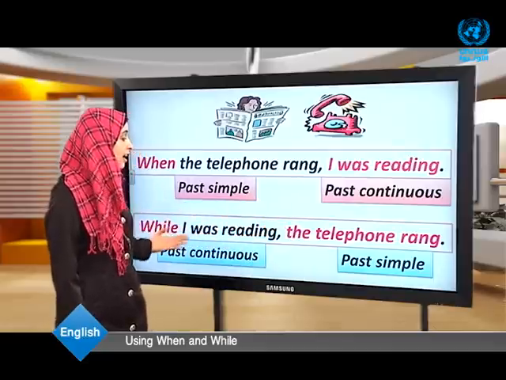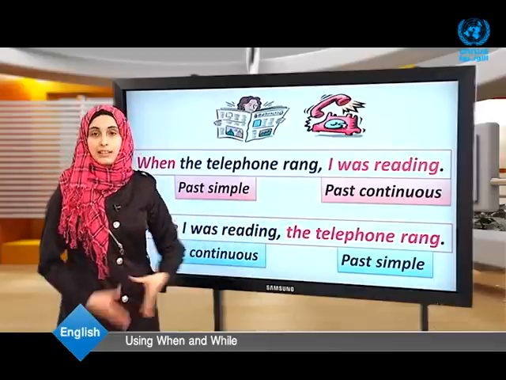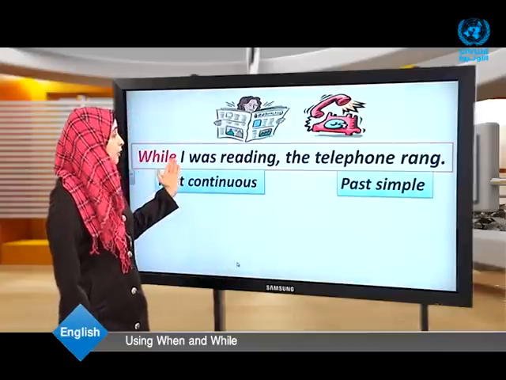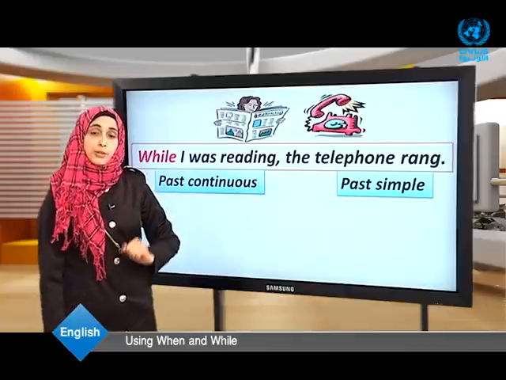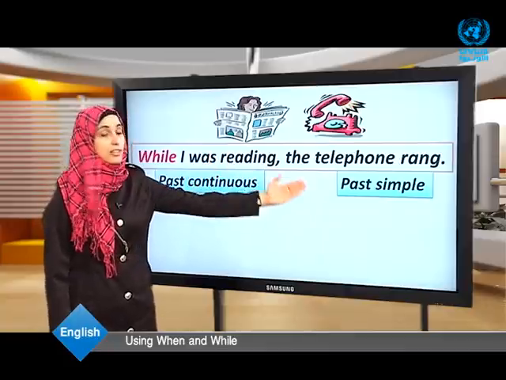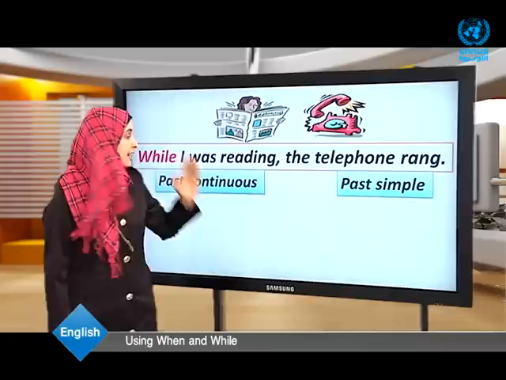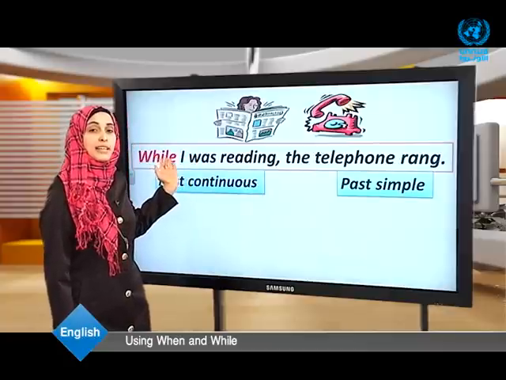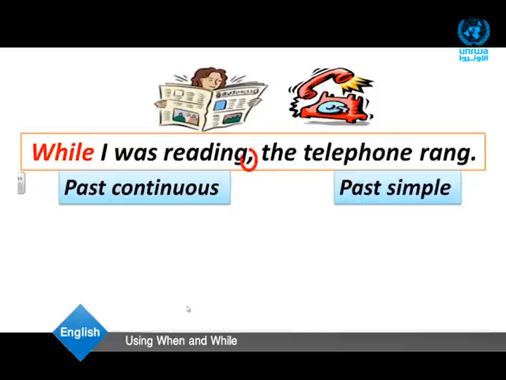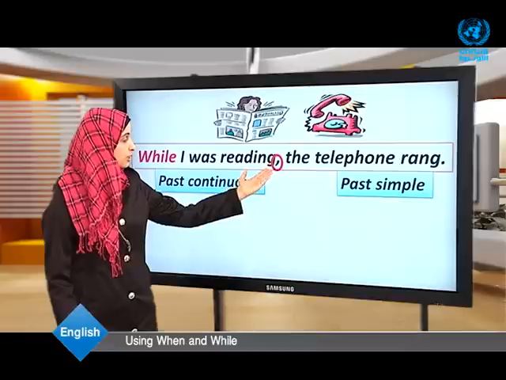So, while I was reading, the telephone rang. Now, let's see this. While I was reading, the telephone rang. Notice here we have two actions, the progressive one, the past continuous, and the short one, the past simple. And we used while at the beginning of the sentence. That's why we have to use the comma in the middle of the sentence. Between the two sentences, we have to use the comma.